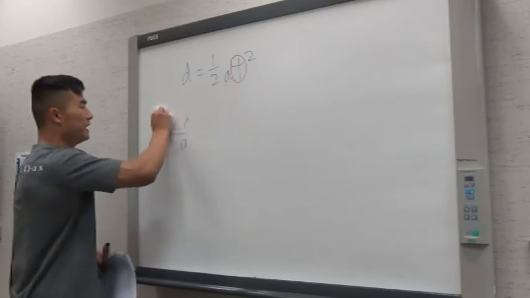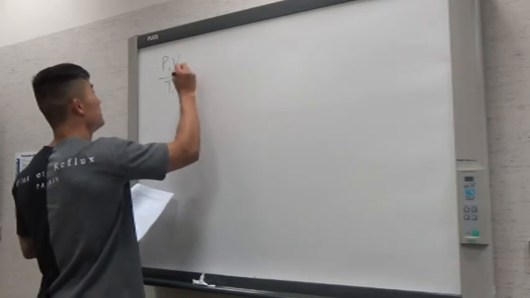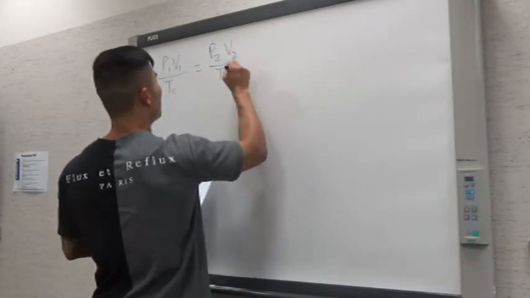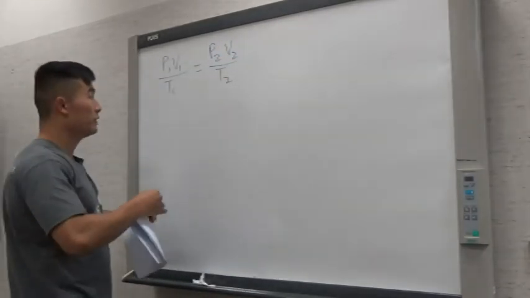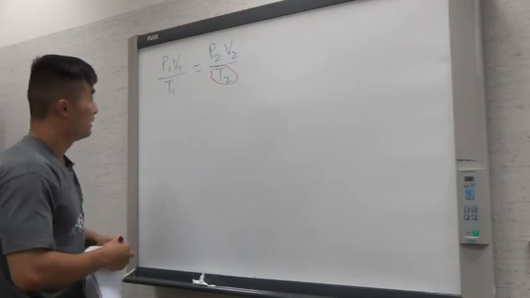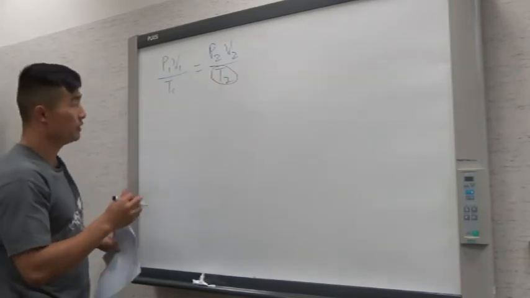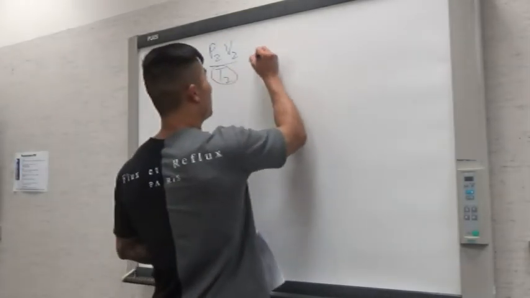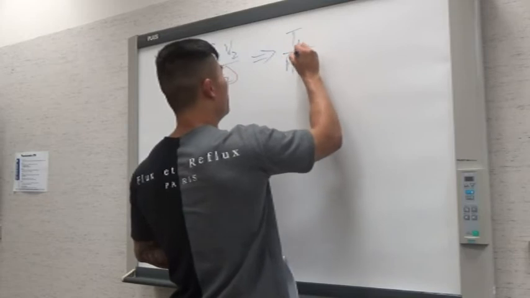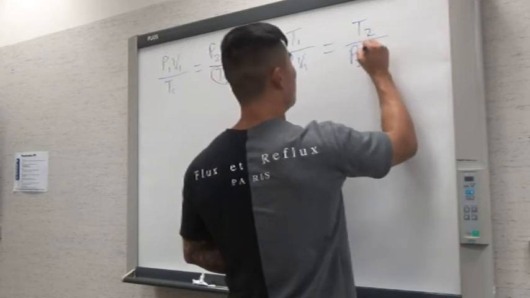Next, we have an ideal gas law equation, P1V1 over T1 is equal to P2V2 over T2, and we want to rearrange for T2. T2 is on the bottom, and we want to get it on top. So what we can do is flip both sides of the equation. So that means T1 is going to be on top over P1V1, and that's equal to T2 over P2V2.